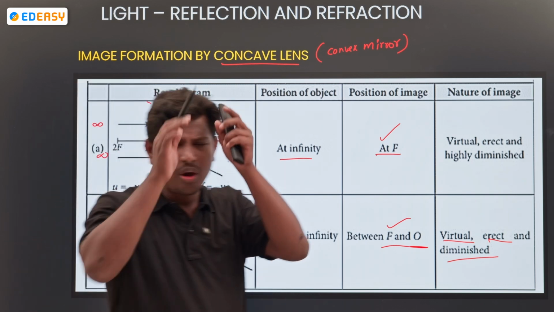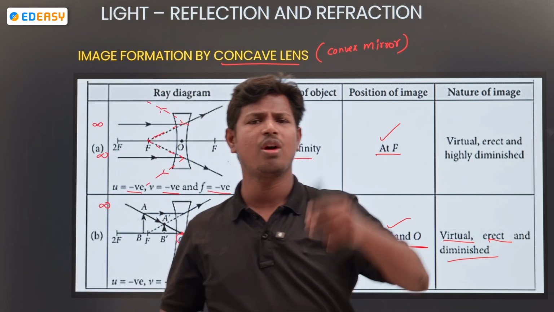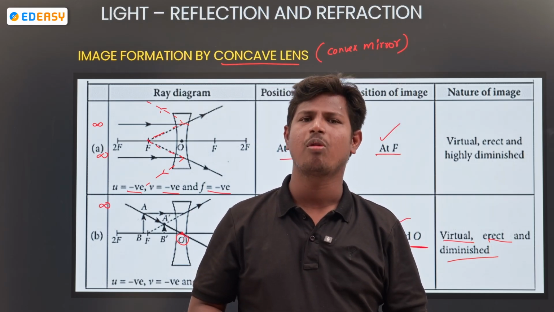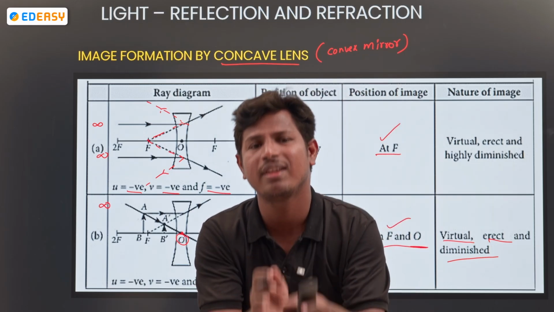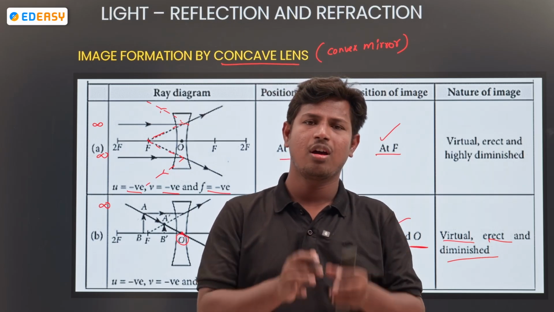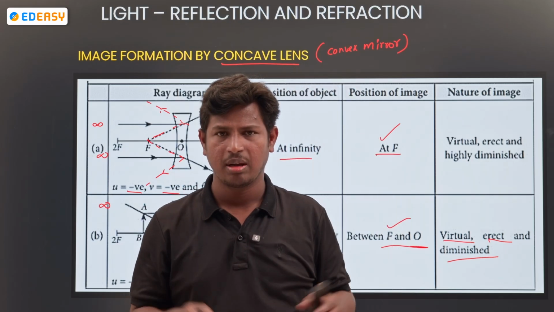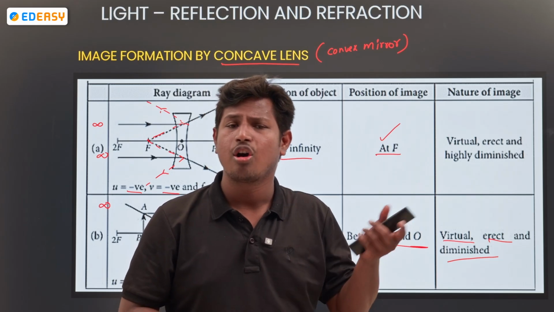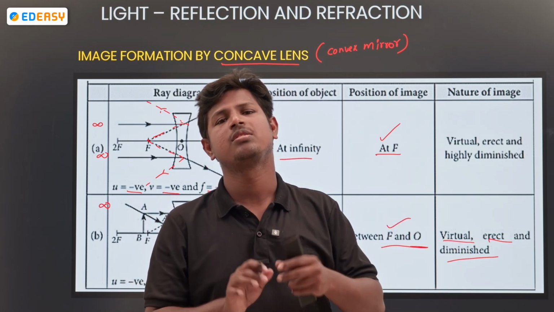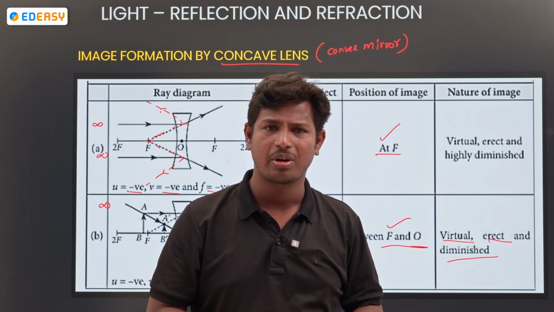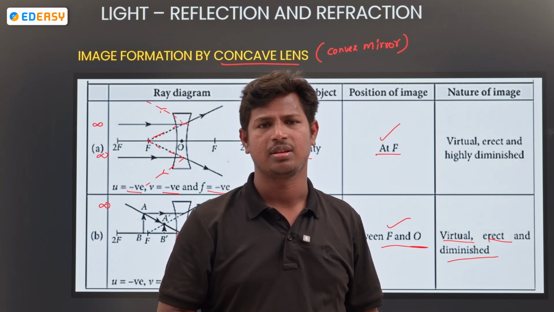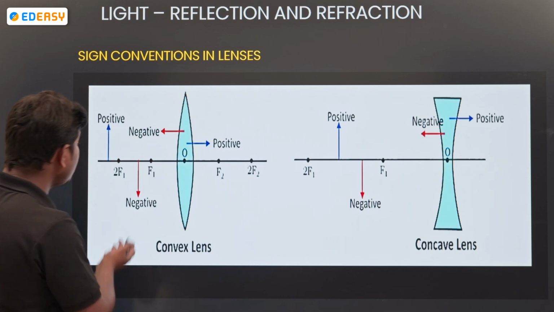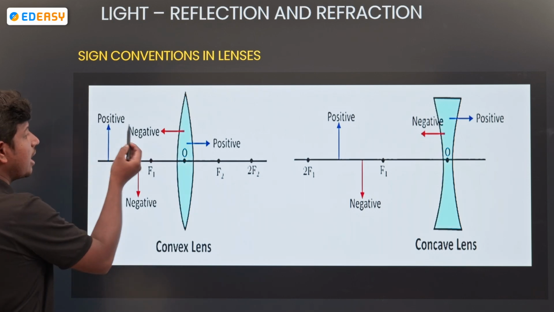No need to study the lens separately if you understand the concave mirror and convex mirror properties. Convex lens and concave mirror properties are the same except for sign convention. Concave lens and convex mirror have the same properties except for sign convention. Remember. Next, look at the sign convention.